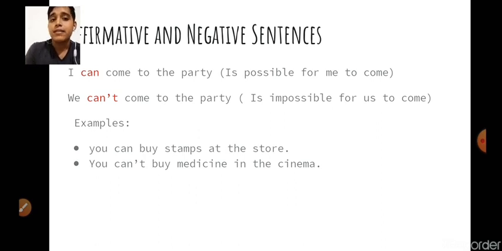We have here some other examples. You can buy stamps at the store and you can't buy medicine in the cinema. Obviously, you can't buy medicine in the cinema. You can only buy medicine in a pharmacy or a drugstore, and that's it.